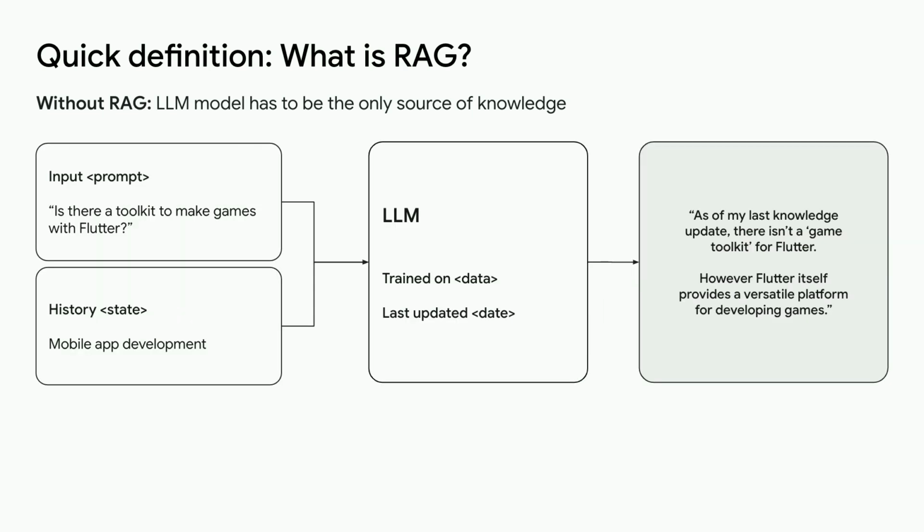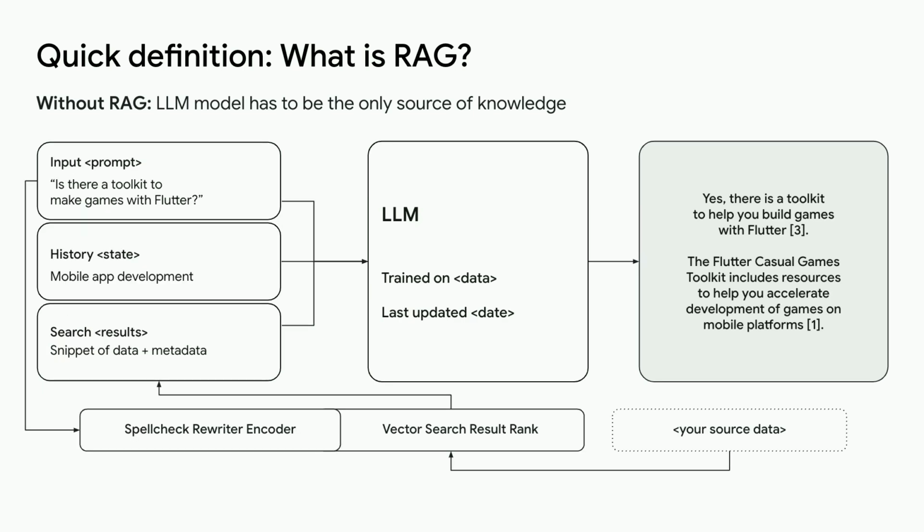So this is just an example of how that might go using some documentation, say from Flutter. The input prompt, you could say, is there a toolkit to make games with Flutter, for example? You could add in maybe the history of what you've been talking about previously, put it into the large language model, which is trained on data at some point in the past. And we might get a great response like, oh, I'm sorry, there isn't anything that I know about for that. But with a RAG system, you can augment that with search results and then get a more complete answer for it.